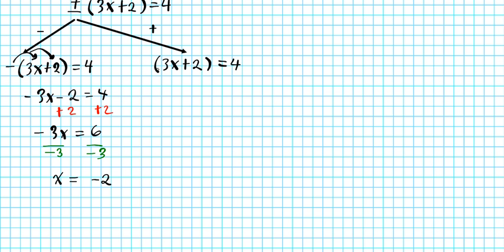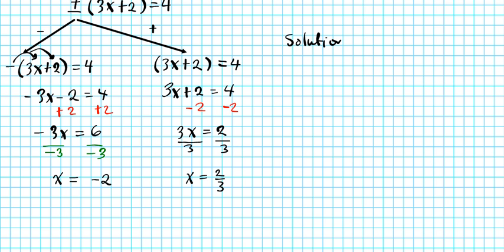This one, there's no sign in front of the parentheses, so we can just drop it. 3x plus 2 equals 4. To solve this, we're going to subtract 2 and divide by 3. Subtract 2 from both sides, you have 3x equals 2, and then divide by 3, and you end up with x equals 2 over 3. So your solution is going to be x equals -2 or x equals 2/3.